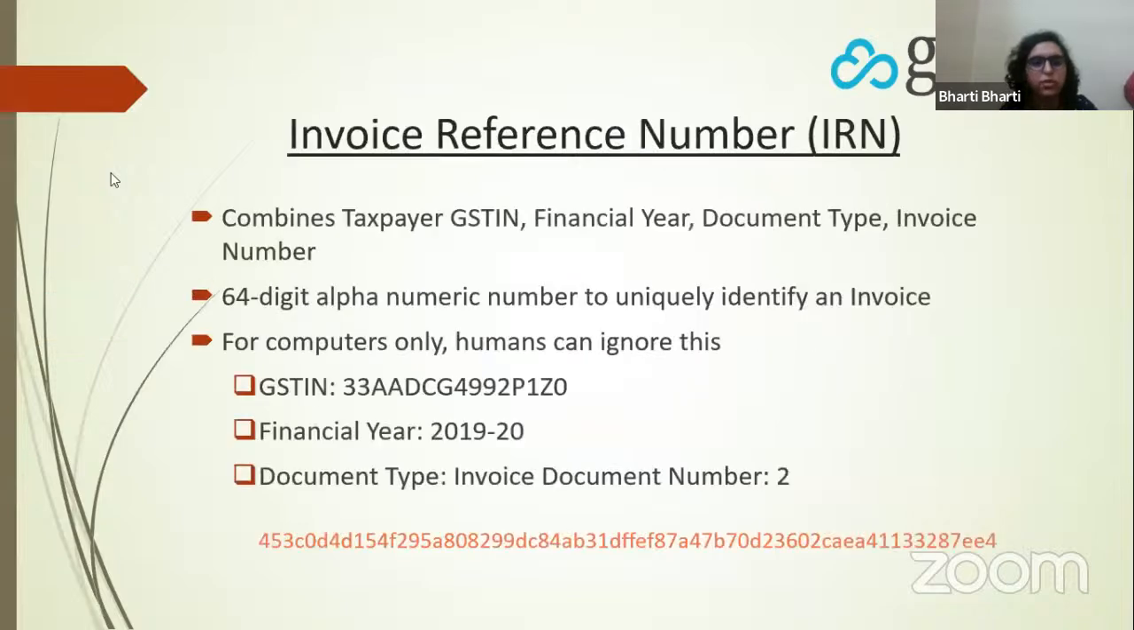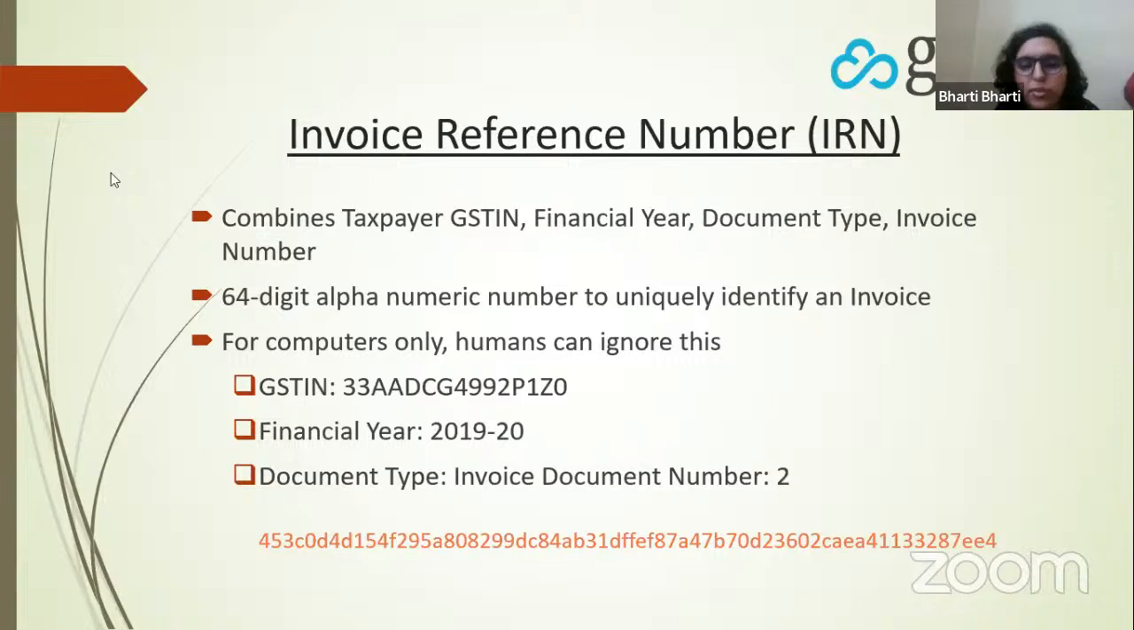Now let's move on to some important terms and definitions. What is IRN? You must have kept hearing the word IRN. It is invoice reference number. It combines four main details. It is a unique 64 alphanumeric number, which is a combination based on the taxpayer GST number, the financial year, the document type, and invoice number.